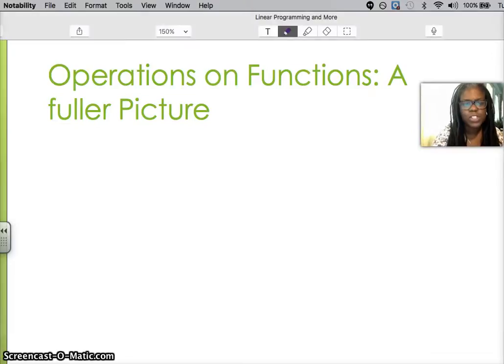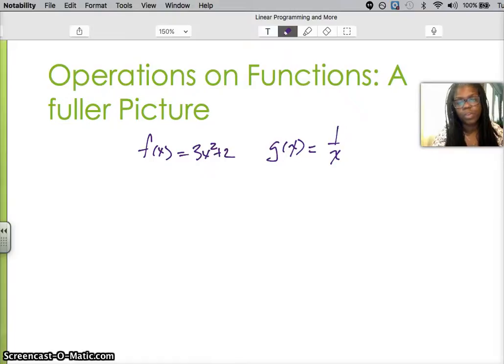Just bear with me. We recognized that f of x and g of x and h of x, and all kinds of things of x or even of other variables, is a really convenient way to talk about functions. So I could have f of x equal to 3x squared plus 2 and g of x equal to 1 over x, something like that. Or 1 over x plus 5, whatever.